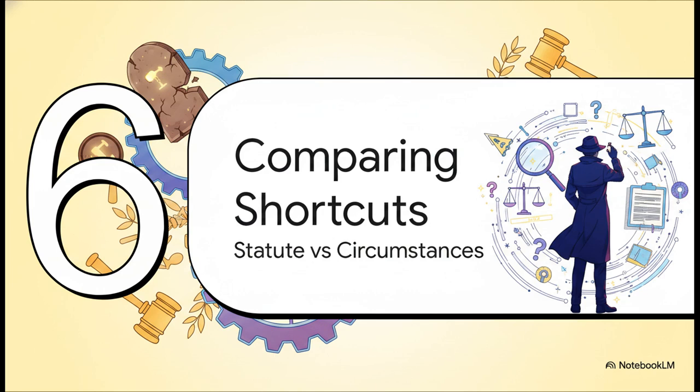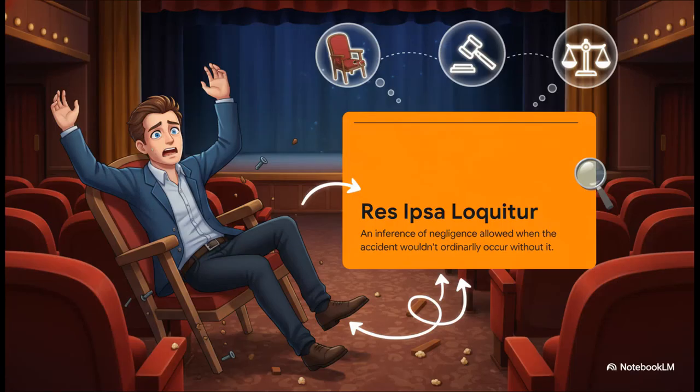Let's zoom out a bit. Part 6, comparing the legal shortcuts. So, what happens if you don't have a broken law to point to and you don't have direct evidence of what the defendant did wrong, but you still absolutely know they messed up? Enter Res Ipsa Loquitur. It's Latin for "the thing speaks for itself." This is a legal inference of negligence allowed when direct evidence is just totally unavailable.